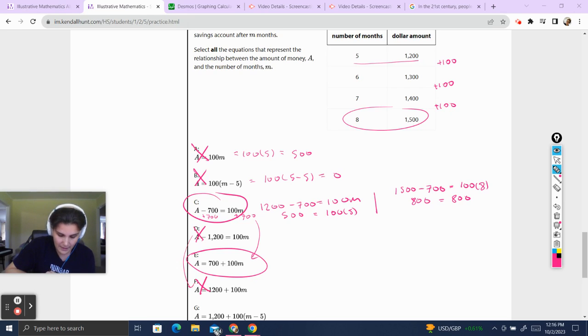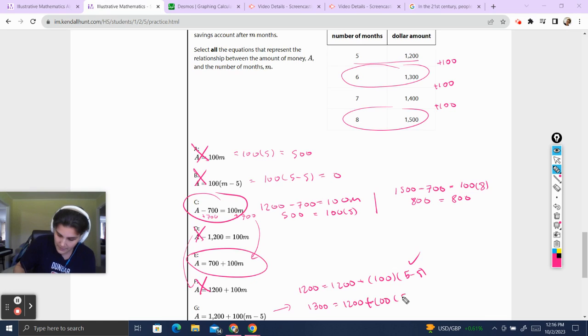And finally, is A equal to 1,200 plus 100M minus 5? So let's go ahead and test this hypothesis. So A is 1,200. Is that equal to 1,200 plus 100 times M, which is 5, minus 5? Well, for 5 months, that works. Let's see if it works for 6 months. So A for 6 months is 1,300, equal to 1,200 plus 100 times 6 minus 5.